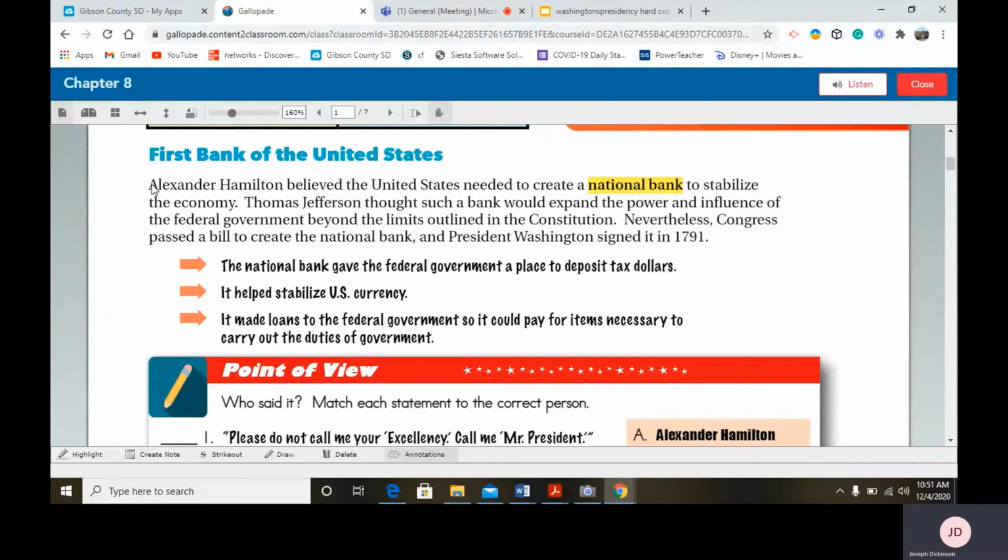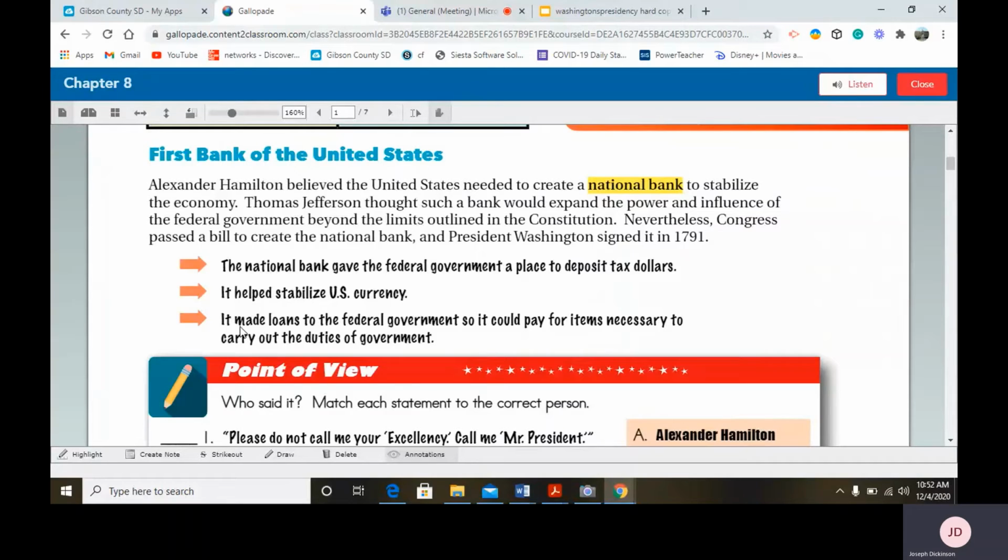Somebody read this section, this paragraph right here, and then somebody read these three bullets right here. So go ahead and pause the video and then do that. And then once you're done reading, unpause me, and I'll tell you what to highlight. So go ahead and pause.